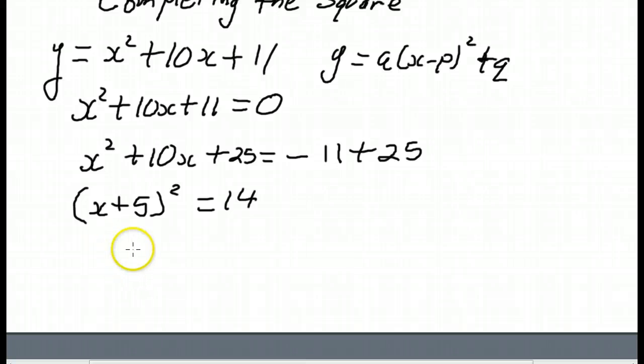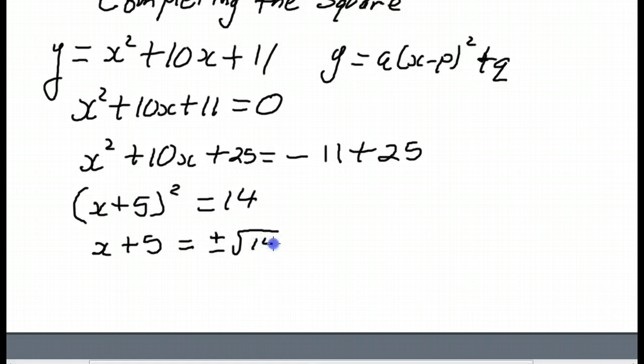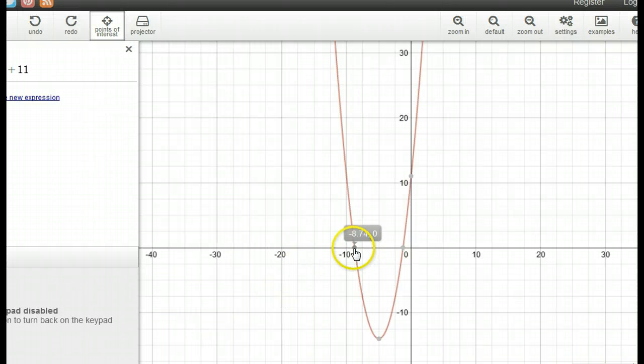Okay, let's give ourselves a little space below here. So the next step is to take the square root of both sides. Square root of x plus 5 quantity squared is x plus 5. And this square root is plus or minus root 14. This side will always have a square root which is plus or minus. That's what's going to give us the two x-intercepts. See these two x-intercepts here?